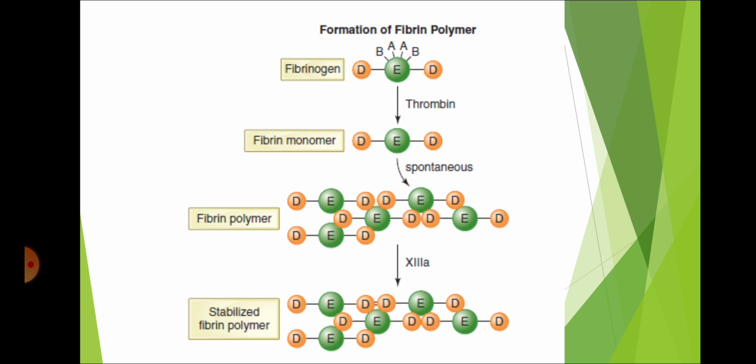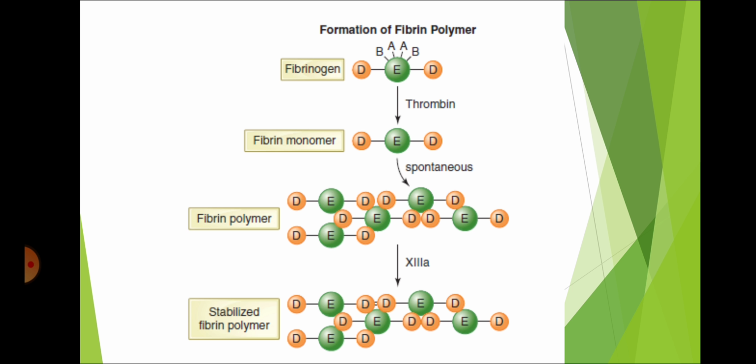Now coming to the formation of fibrin polymer. Thrombin cleaves the A and B fibrinopeptides from the E domain of the fibrinogen to form fibrin monomer. The cleavage apparently changes the negative charge of the E domain to a positive charge. This permits the spontaneous growth of fibrin polymers as the positively charged E domain assembles with the negatively charged D domains of other fibrin monomers.